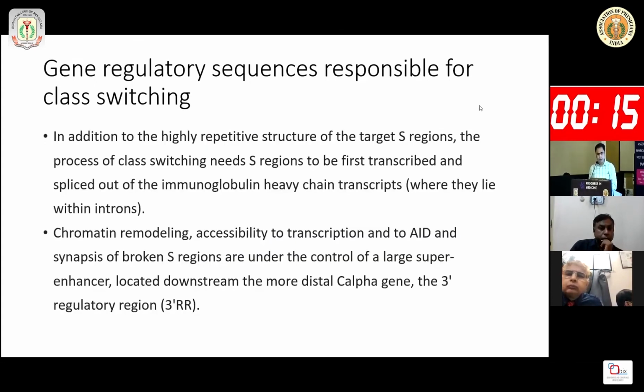In addition to the highly repetitive structure of the target S region, the process of class switching needs S regions to be first transcribed and then spliced out of the immunoglobulin heavy chain transcripts. Chromatin remodeling, accessibility to transcription, and aid in the synapsis of broken S regions are under control of the large super enhancer located downstream to the most distal C alpha gene at the 3' region.